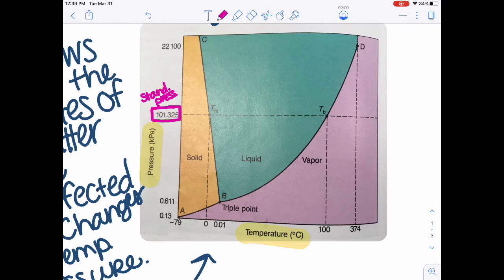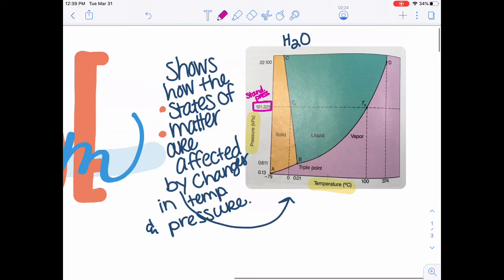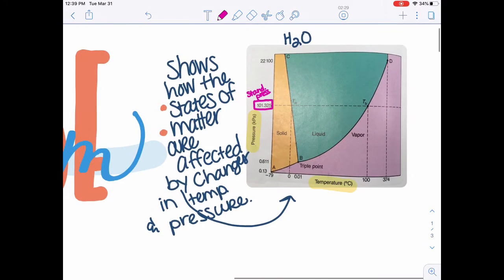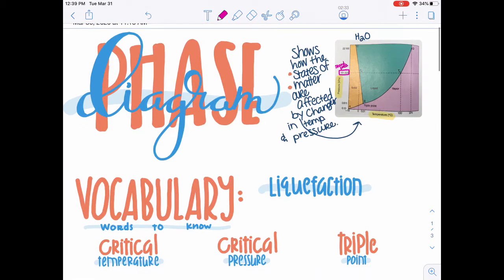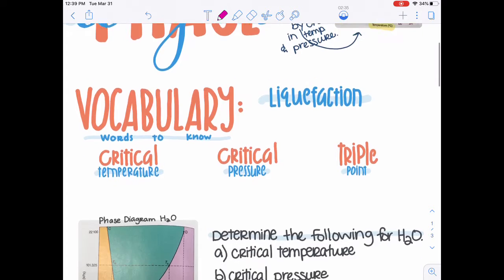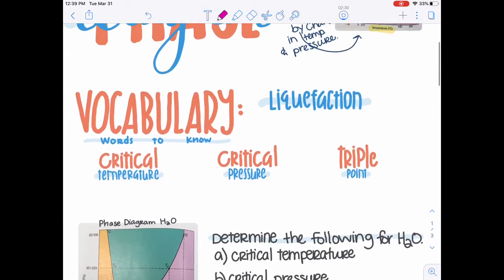And the three different colors that are represented on this phase diagram are the different states of matter: solid, liquid, and then vapor. And we will look at some of the other parts down below. But we can have a phase diagram for any pure substance. We have water here, and down below we have one for hydrogen.